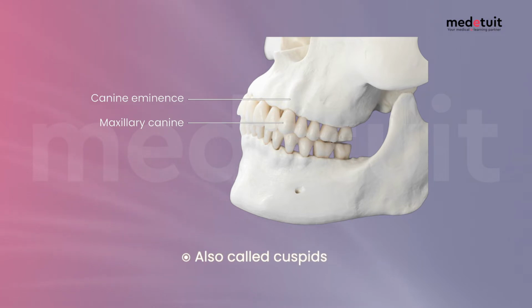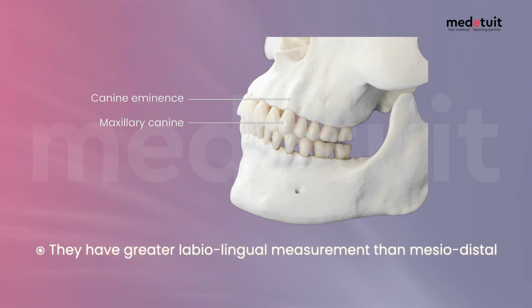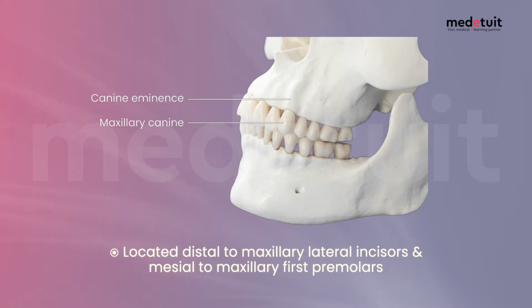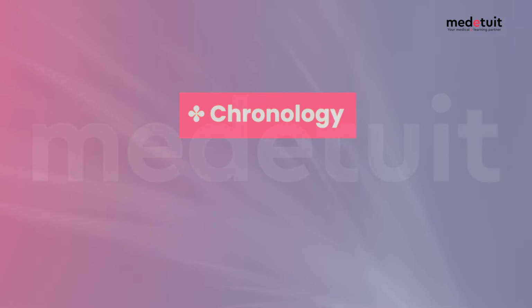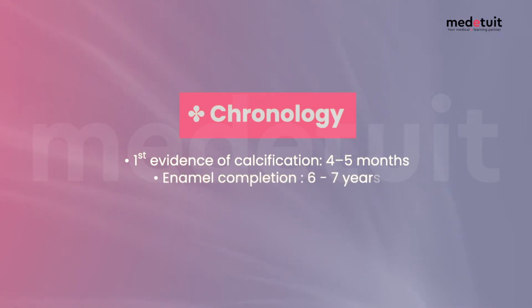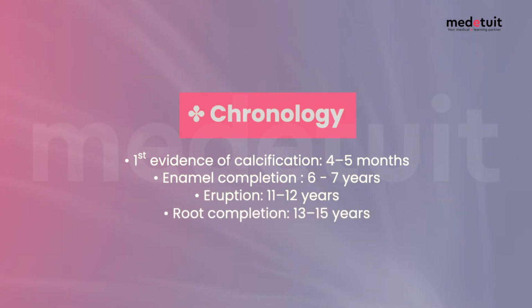These teeth are also called cuspids. Canines have greater labiolingual measurement than mesiodistal. Maxillary canines are two in number, located distal to maxillary lateral incisors and mesial to maxillary first premolars. Chronology. The first evidence of calcification happens at 4 to 5 months of infancy. Enamel completion occurs around 6 to 7 years of age. Eruption into the oral cavity is seen at 11 to 12 years, and the root completion is by 13 to 15 years. Now, let's take a closer look at the detailed description of different aspects.